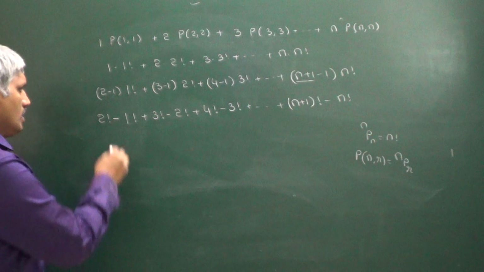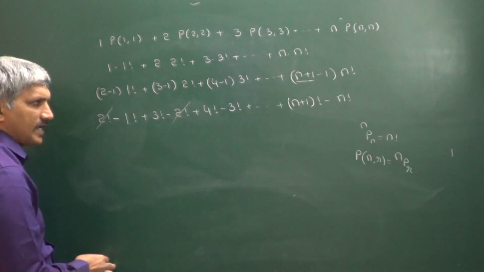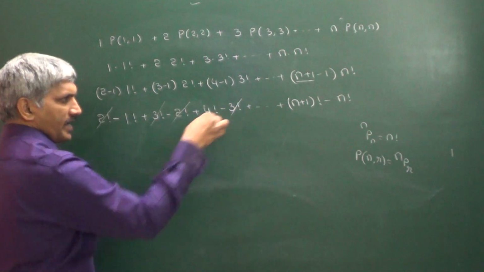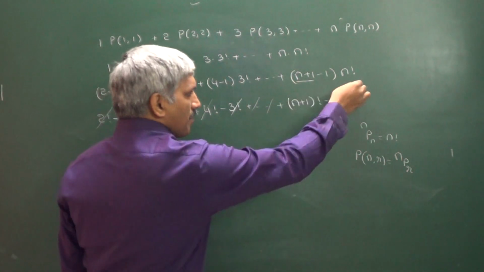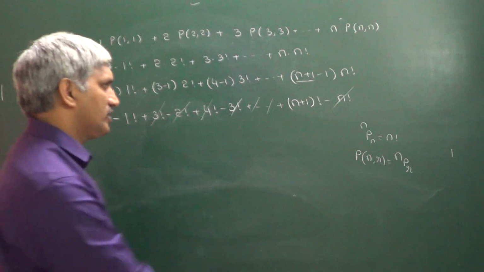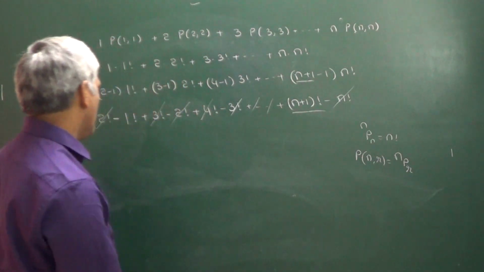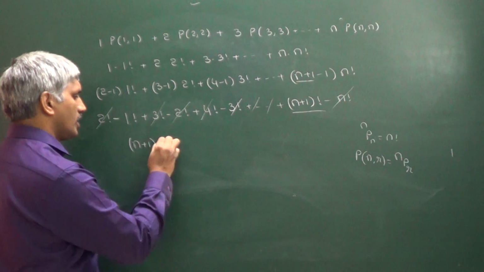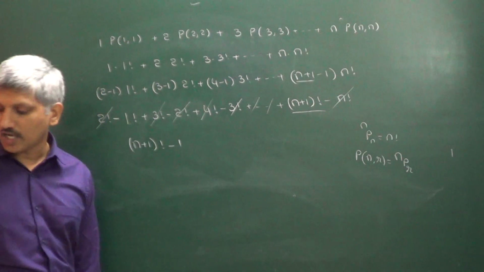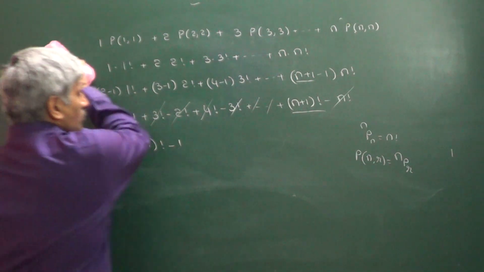Now you can observe plus minus cancel, plus minus cancel, plus minus cancel. We are left with (n plus 1) factorial minus 1. So the answer you will get is (n plus 1) factorial minus 1. That is the answer for that particular question.